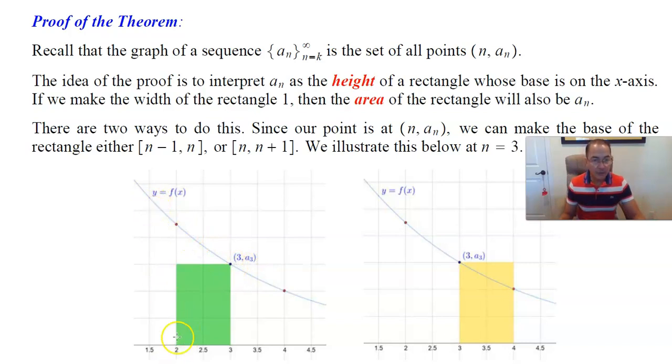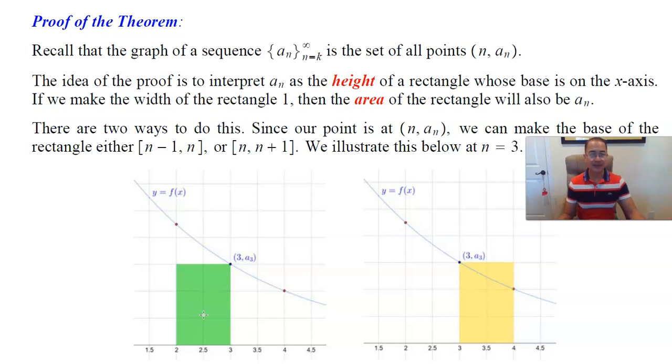All right, here's 2. So that dot there is 2, a sub 2. There's 3. That's 3, a sub 3. There's 4, 4, a sub 4. All right, so what I did was I created this function and I plotted these 3 points. And then I made 2 rectangles. Okay, so this height here represents a sub 3. Because that's the value of your function at x equals 3. But this rectangle goes from 2 to 3. So the base is 1. 1 times a sub 3. The area of this rectangle is a sub 3.